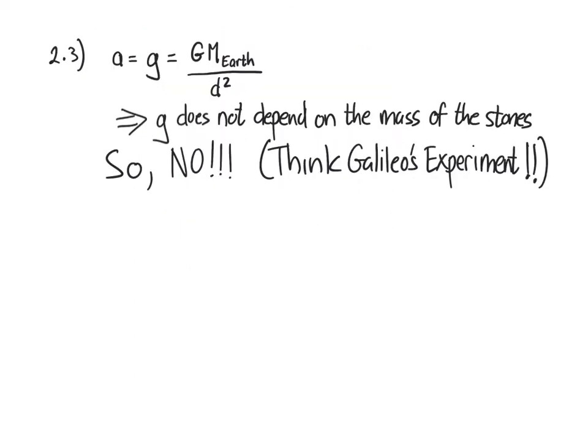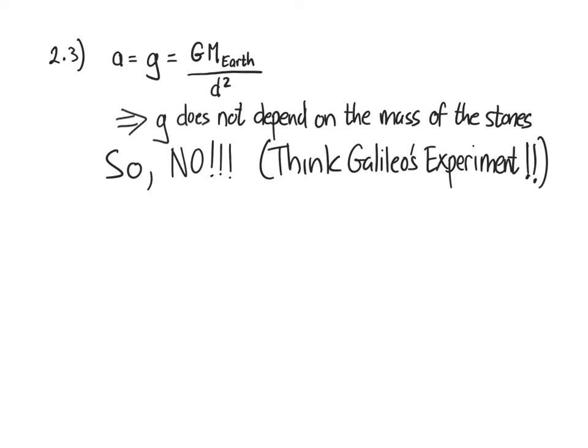Question 2.3 asks whether it's important that the stones have the same mass. Now, the answer is no. And Galileo proved this when he took two objects of different mass, supposedly two steel balls, if I have the story correct, and dropped them from the Leaning Tower of Pisa, and they both hit the ground, therefore disproving what people had believed for many, many years, that heavier objects fall faster than lighter objects.